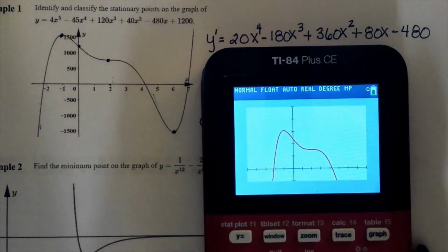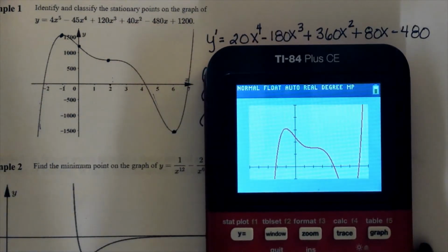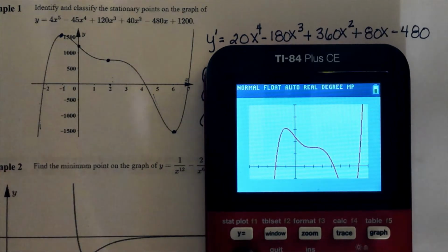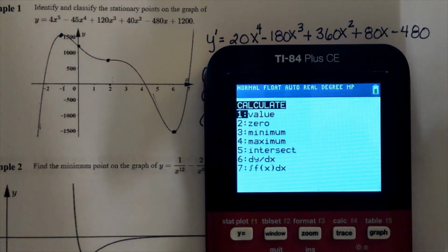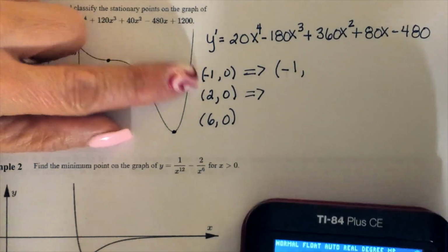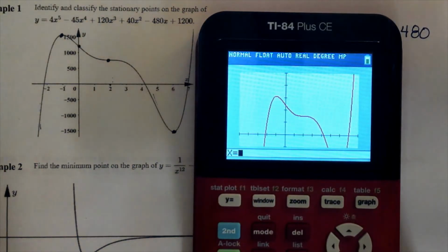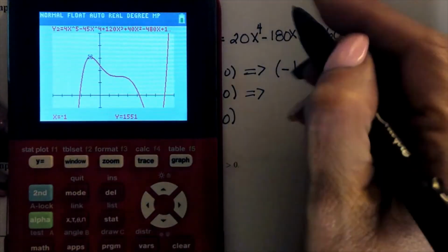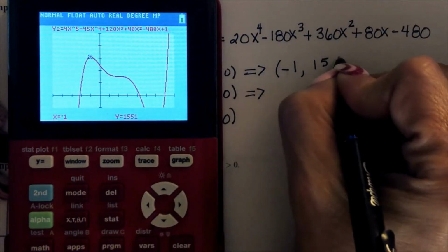And you're going to notice my graph is going to look just like the one on there, right? Now, I already know the turning points. I wasn't for sure, and I'm going to show you both ways. So let's calculate a value, and the value we want is x equals -1. When x is -1, it says I am at 1,551.